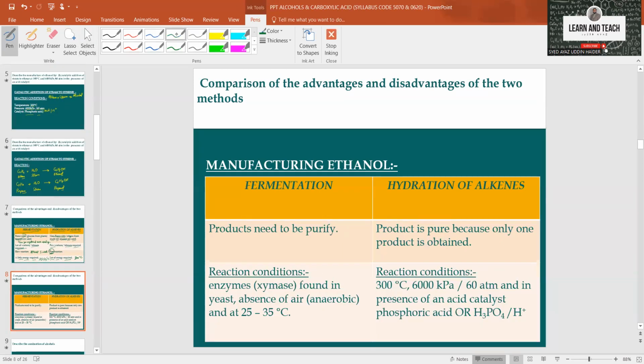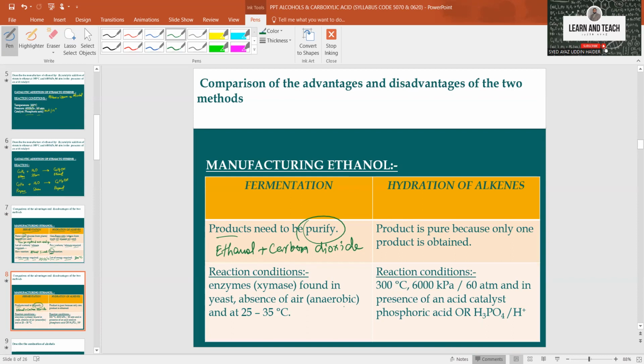Now, in case of fermentation, you need to purify the products. The reason is that you're not getting only one product, you're getting alcohol, ethanol, plus carbon dioxide. So it means there are two products. And one more thing, ethanol is soluble in water. So there's water also.